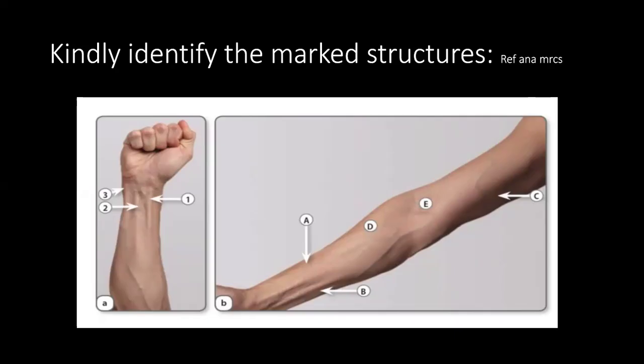Ma'am, the arm has two compartments, anterior and posterior compartment. In the anterior compartment, the muscles are biceps brachii, coracobrachialis, and brachialis muscle. And in the posterior compartment, the muscle is triceps brachii only.